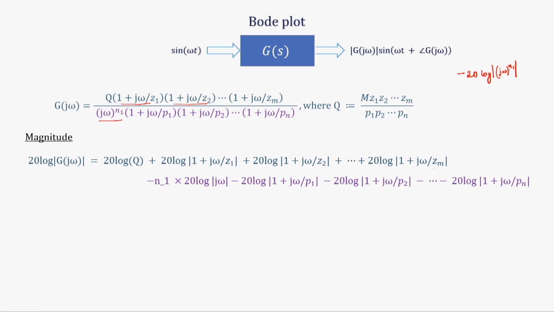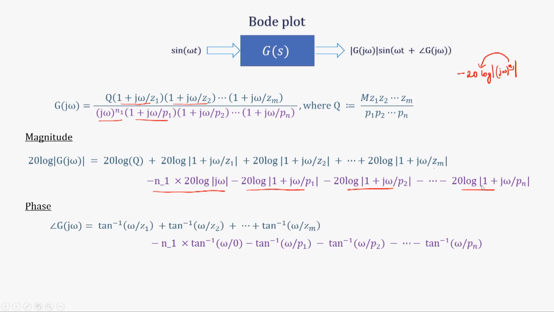So, this is the negative number, this n1 can be taken to the front. So, we will have this term, and then again due to the poles we will have these terms, but all in negative because they were in the denominator. Similarly, we can also find for phase.